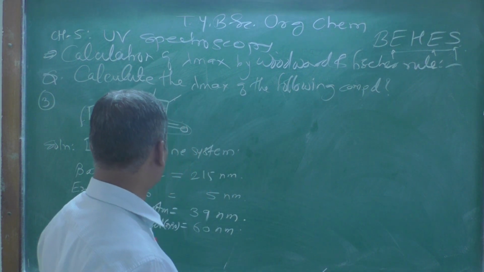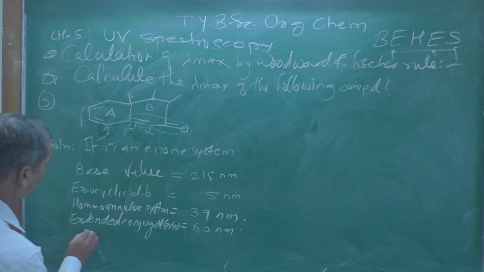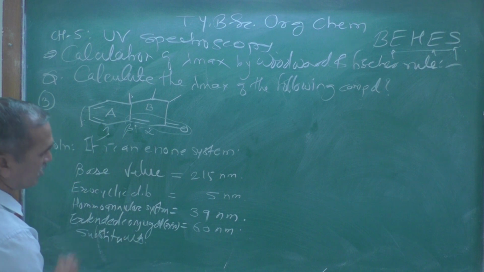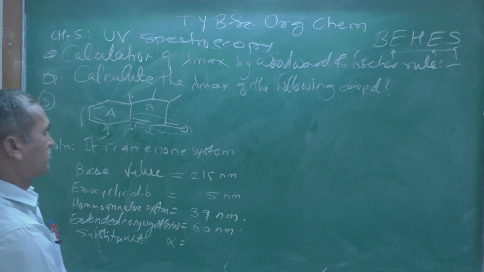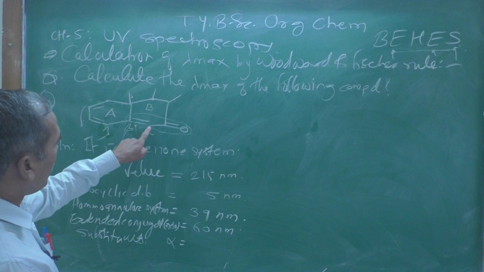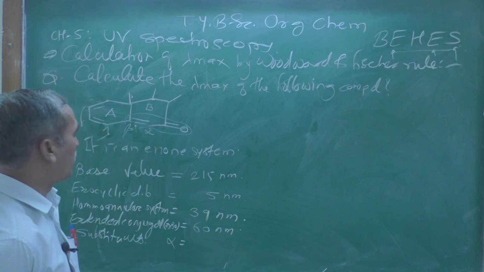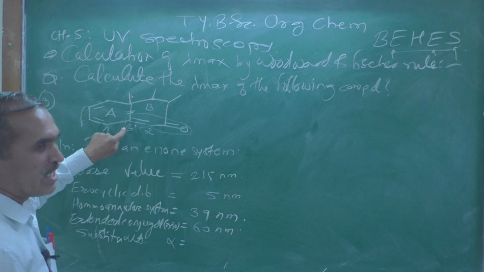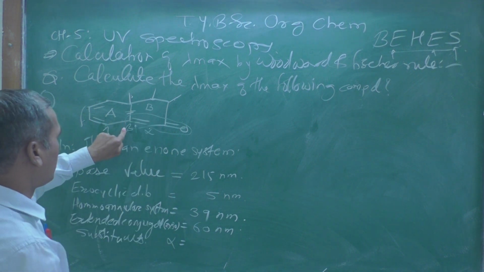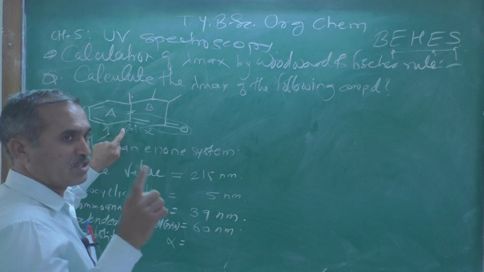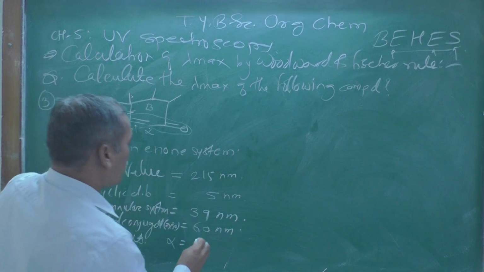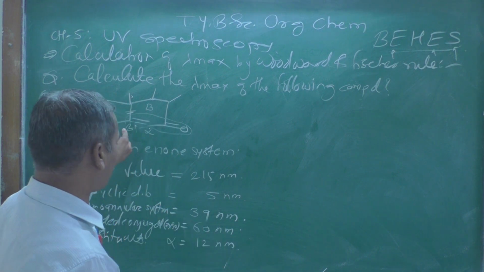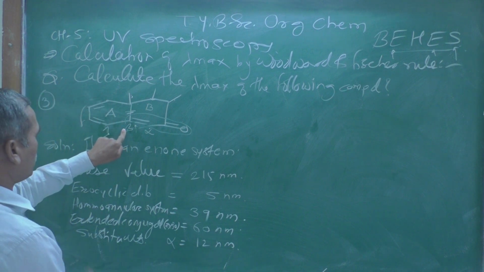So now, the substituents. Substituent at alpha, find out. At alpha there is a hydrogen atom, no alkyl group. But at beta, look here, there is one ring residue. If a ring residue is there, how much to add at the beta position? You should add 12 nanometer, which is given in the chart or the table. That is a fixed value, that is 12.